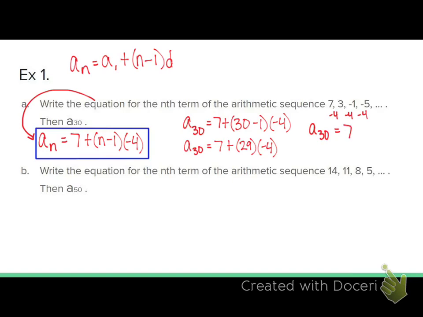What is it? -116. Well, not including the 7. We'll do it one step at a time. So if we multiply, we get a -116. You could put plus a negative if you want to, or you can just put minus. Either way, it's fine. Last step is to do that subtraction. And what do we get?